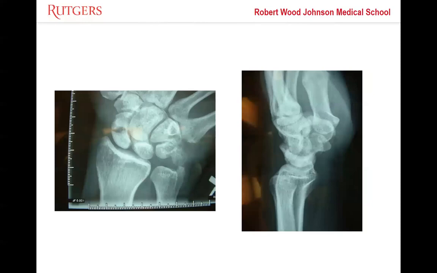All right, here's the next one. This comes to you 1 year out, and they've been complaining of intermittent wrist pain on the radial side. So let's start back down with Jason. What are we looking at here?